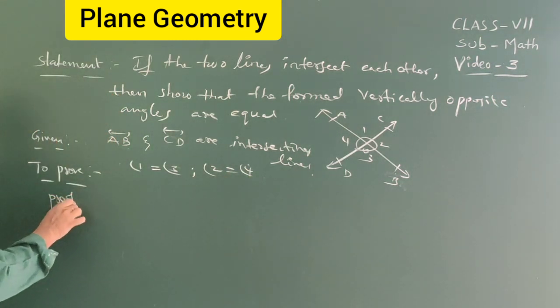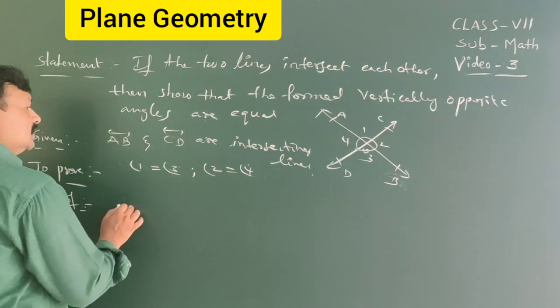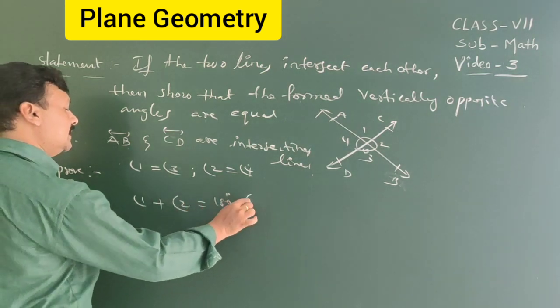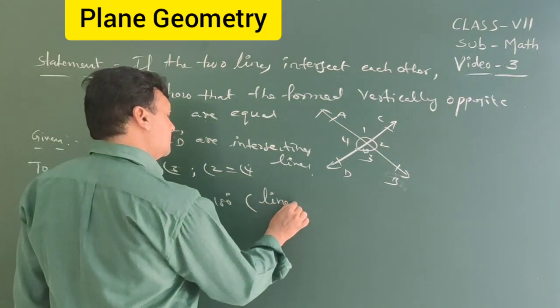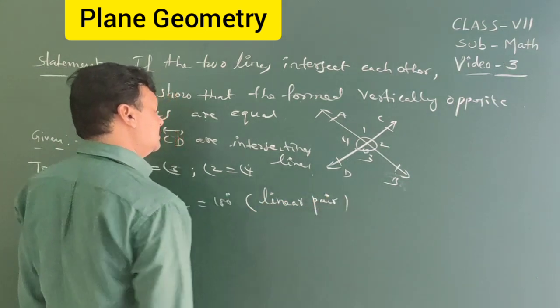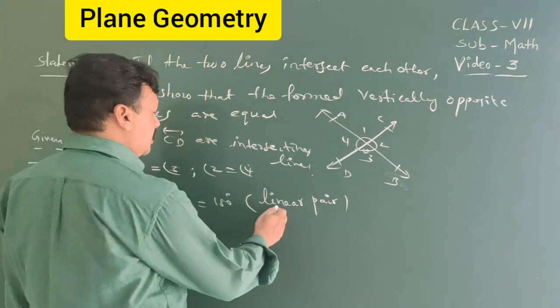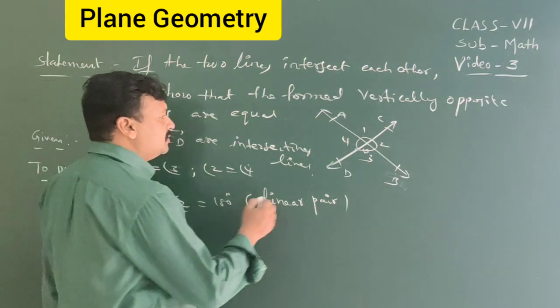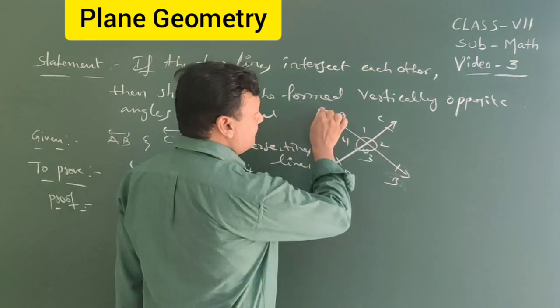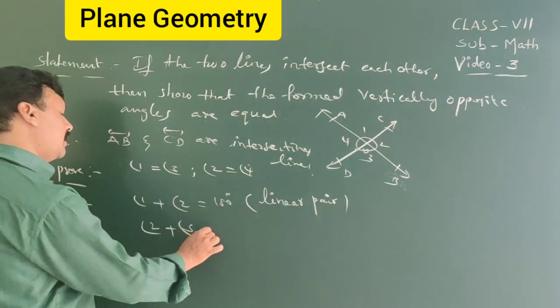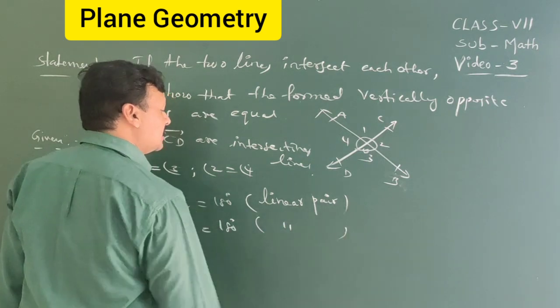Proof. No need of construction, because we already have adjacent angles. Here angle 1 plus angle 2 equal to 180 degrees because it's a linear pair. What is a linear pair? Two adjacent angles that form a line are called a linear pair, meaning the sum of the two adjacent angles measures 180 degrees. Because here 1 and 2 together form a straight line. Here 2 and 3 also form a straight line. They are also considered a linear pair.